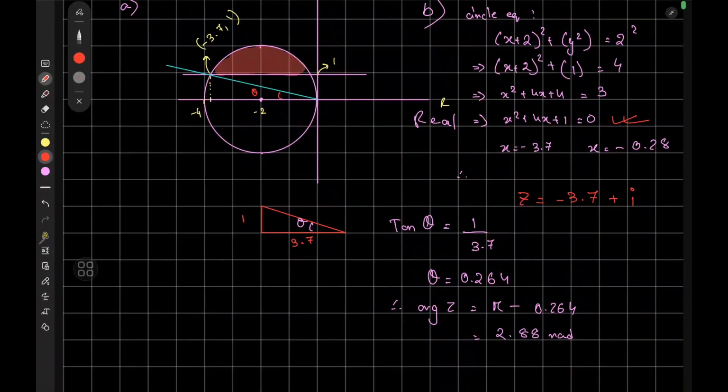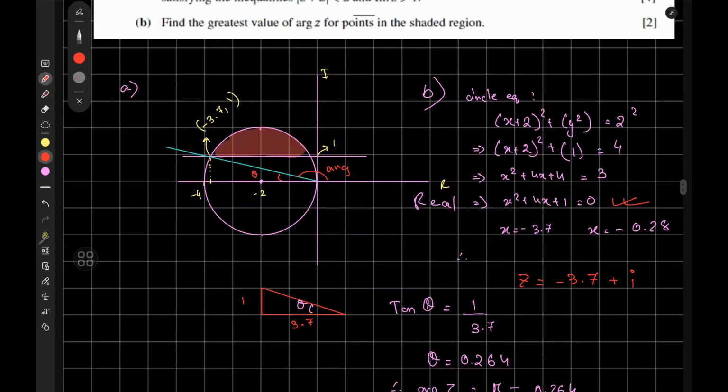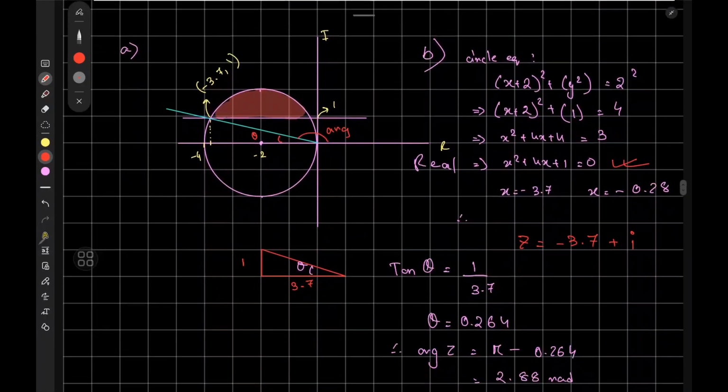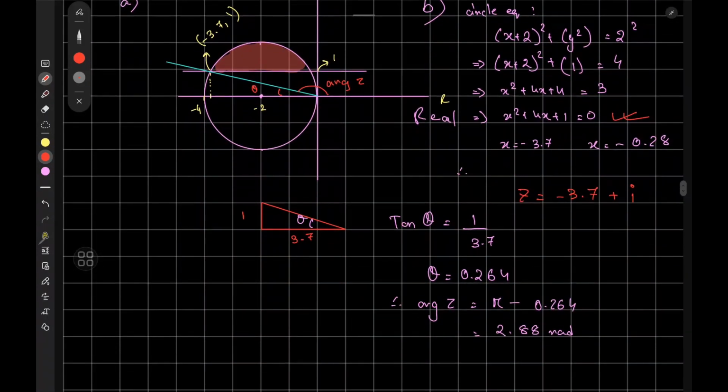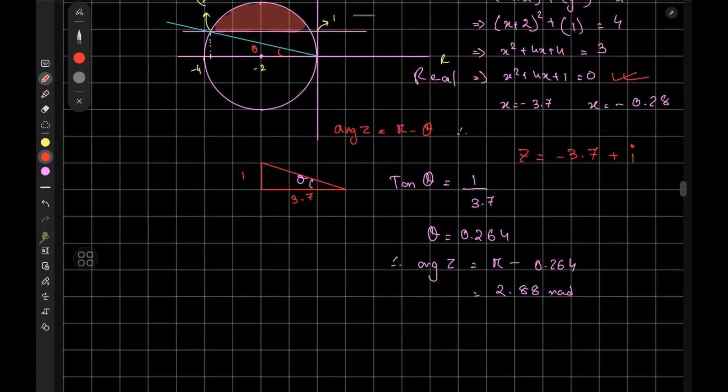Why do you need theta? You need theta to find out this argument, arg of z. Why? Because arg z is going to be pi minus theta. So if you know that, let's calculate theta first.